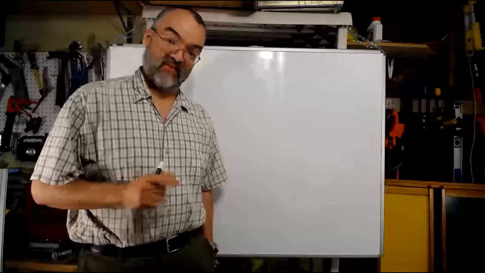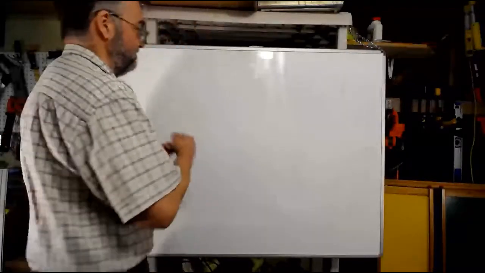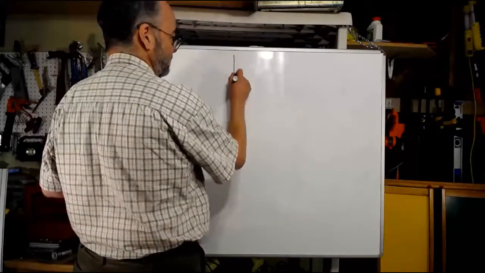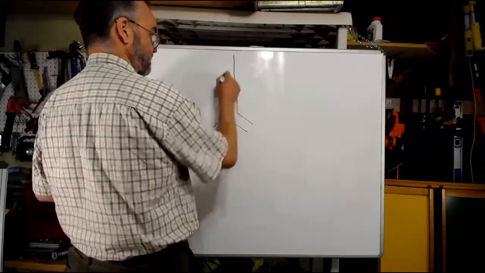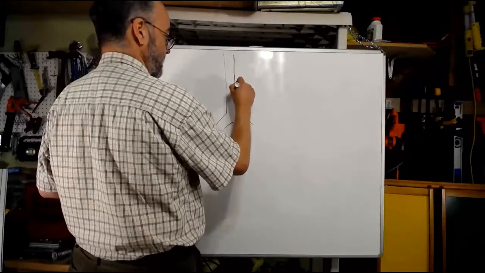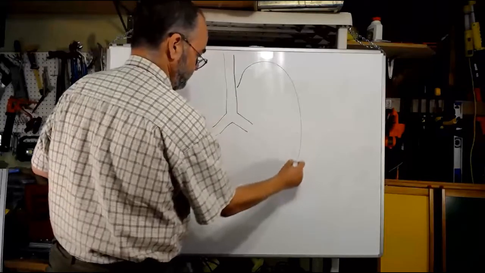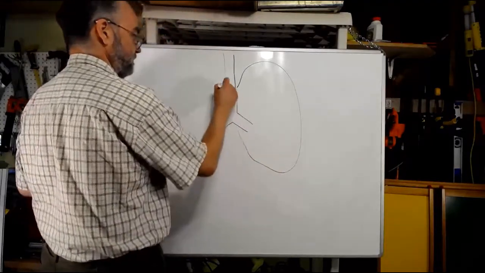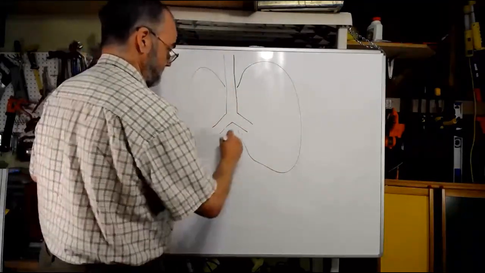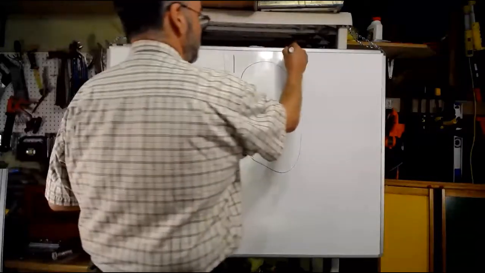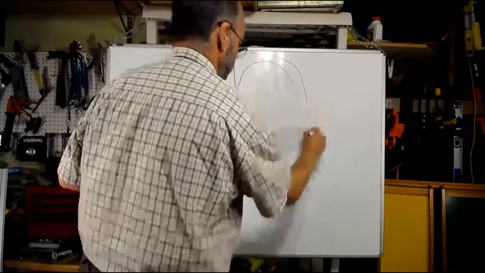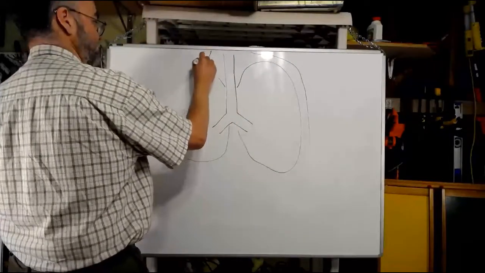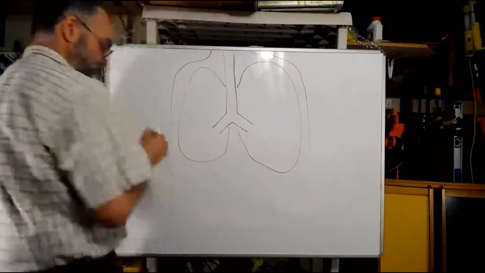Okay, so let's talk about how all that is relevant to the lungs. So let's quickly just sketch up some lungs here. We'll put in the trachea and some bronchi. And we'll have a couple of lungs. We'll put that in context in the body. So there's the neck and shoulders.